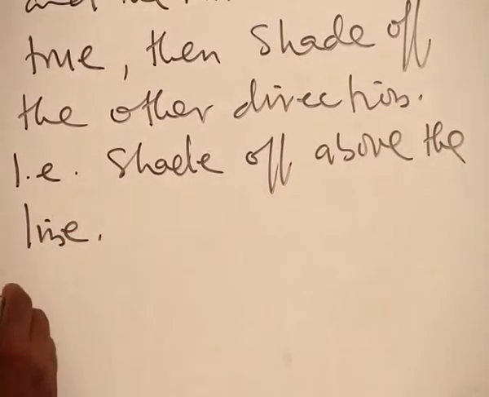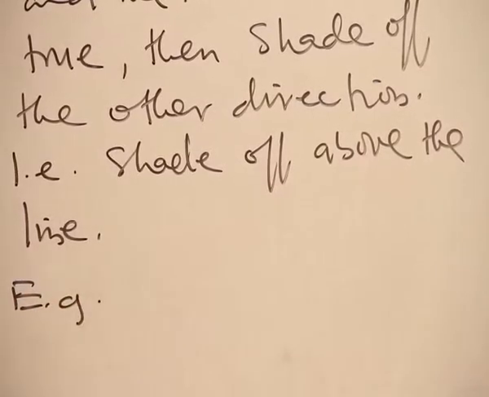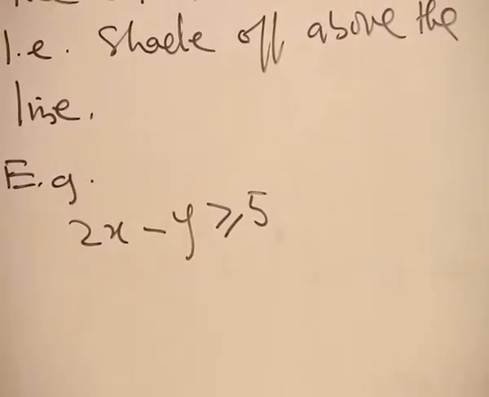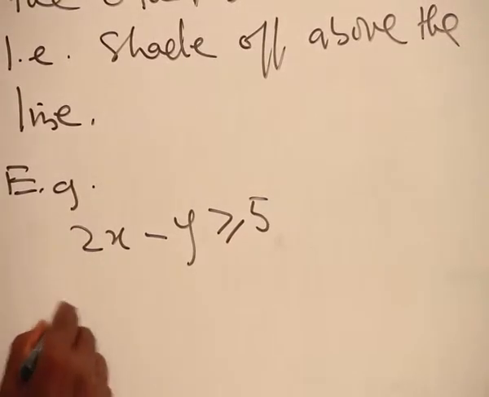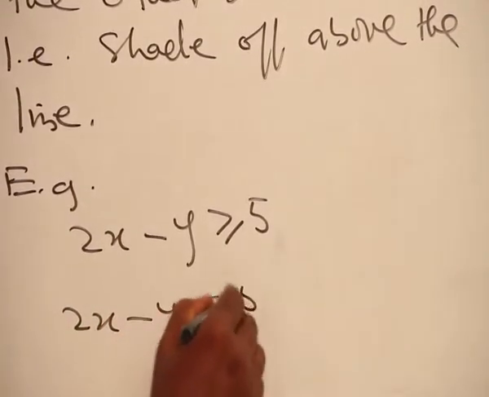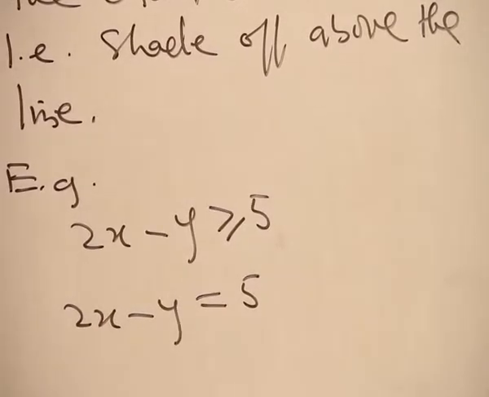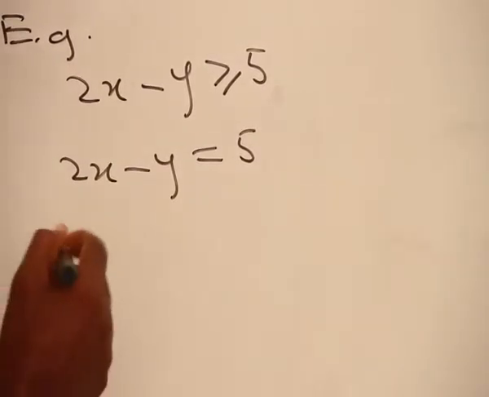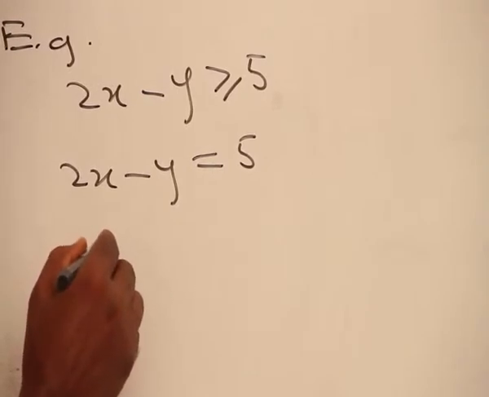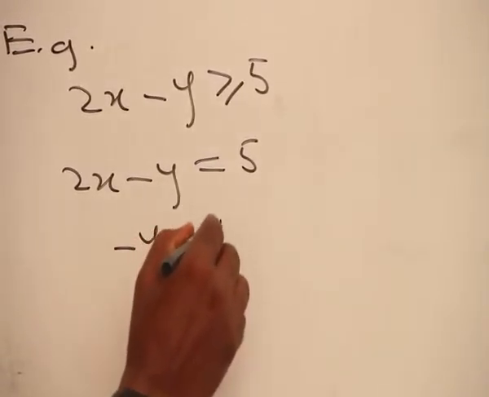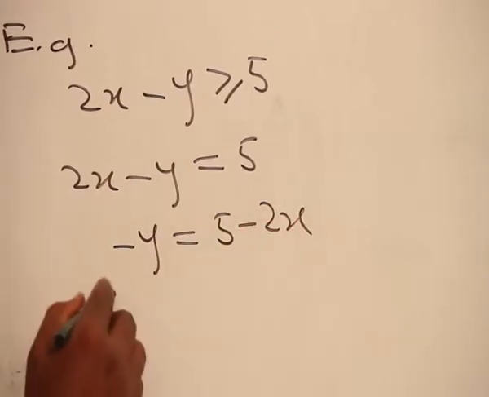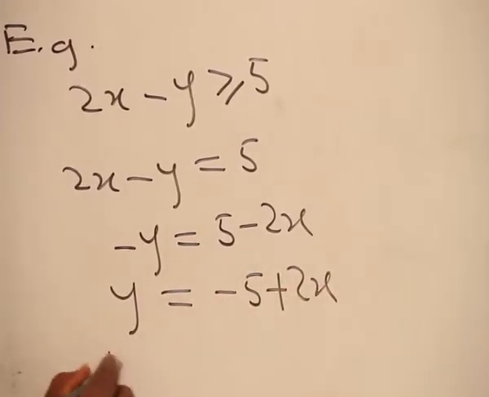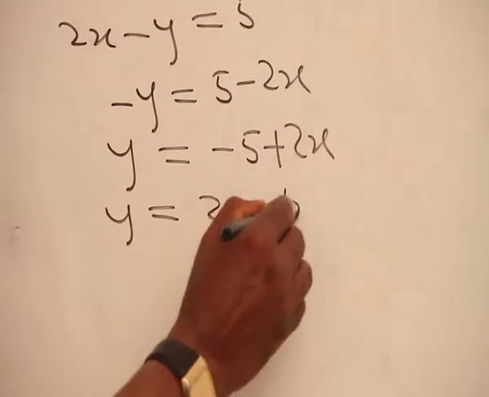Let's take an example of this again. For example, you have 2x minus y is greater than or equal to 5. We now write this as 2x minus y equal to 5. You have to make your y the subject of the equation. So, where is our y? We have minus y is equal to 5 minus 2x, so that your y is equal to minus 5 plus 2x. You can therefore write this as y equal to 2x minus 5.